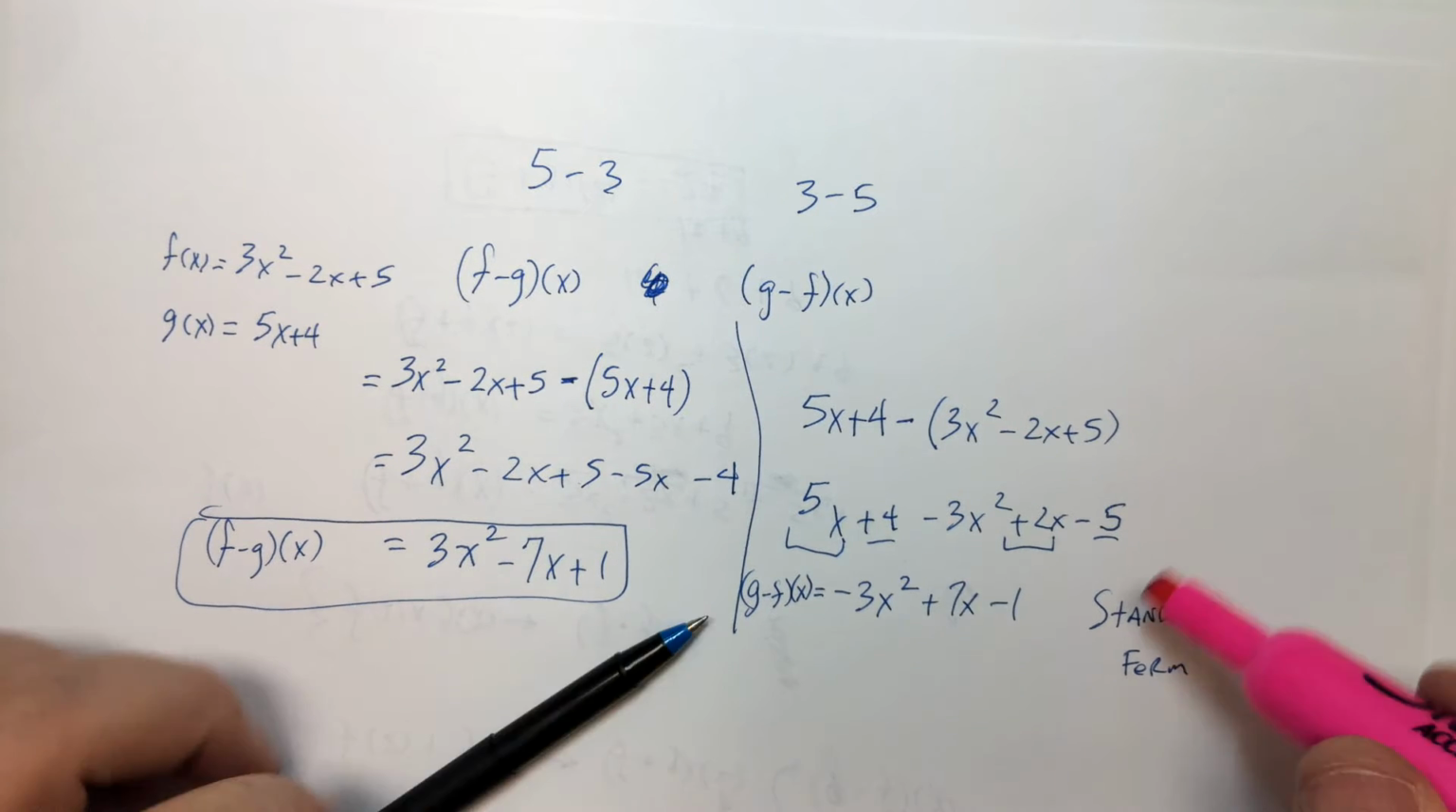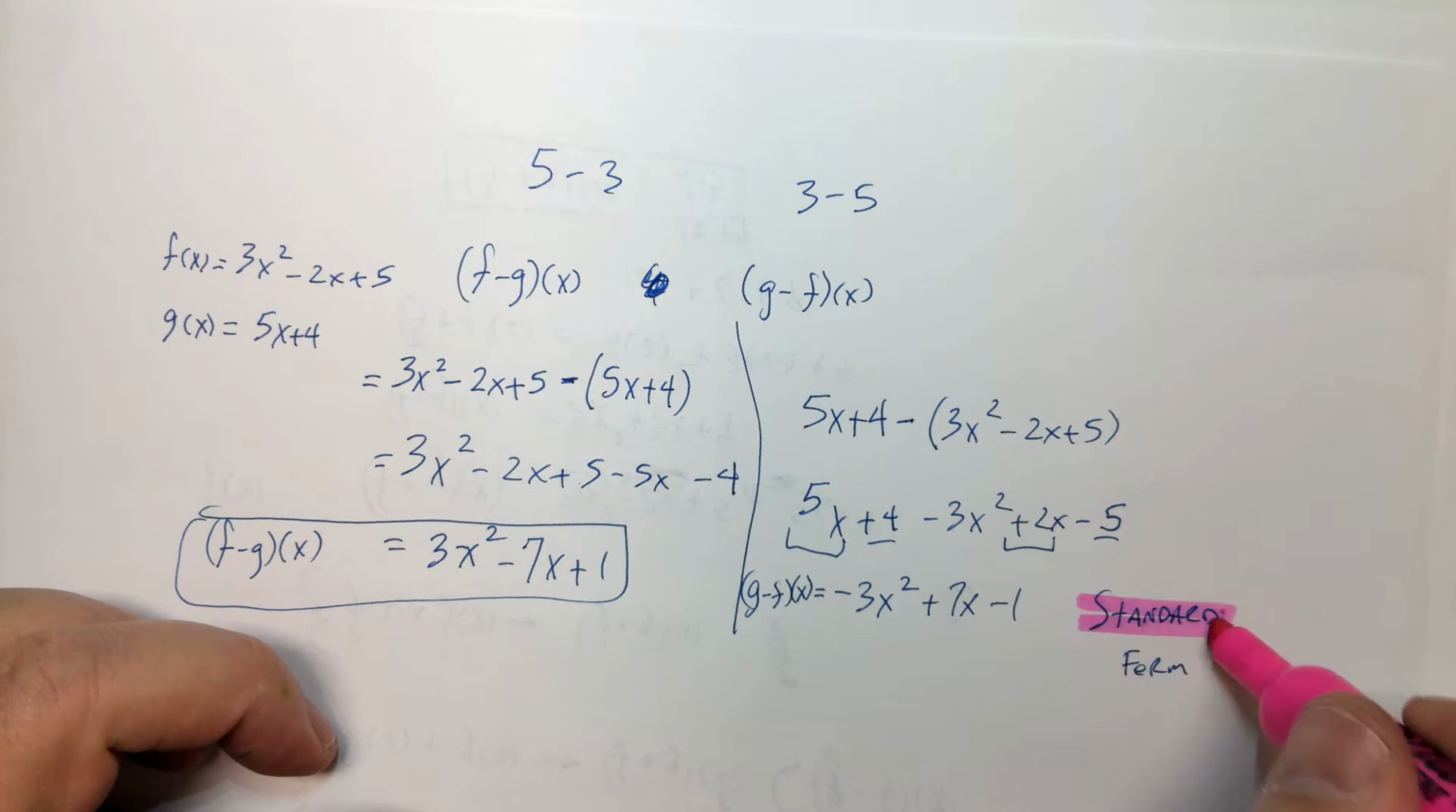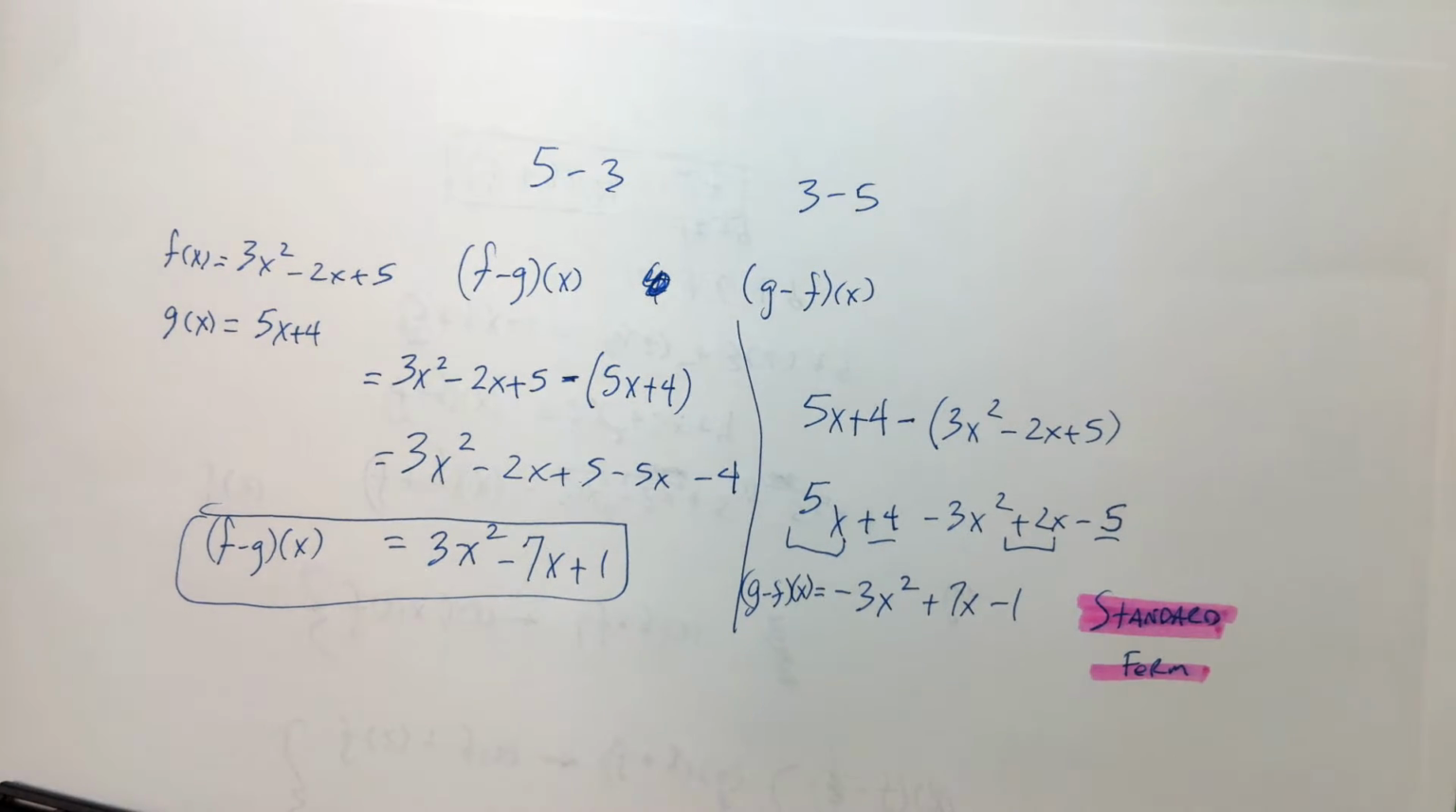There's this thing here that we've got to do. It's called standard form. Standard form means you want the biggest term first, the biggest exponent first. So it's alphabetical, and then, well, this is x squared, and this one's just x, so we want the x squared first. Did you get that, Ivan? Negative 3x squared plus 7x minus 1? I got negative 3x squared plus 3x minus 9.